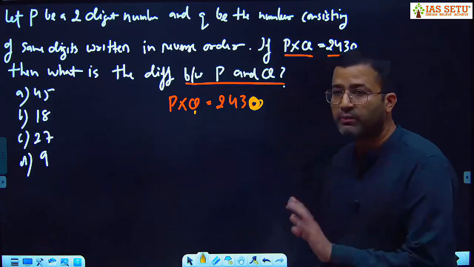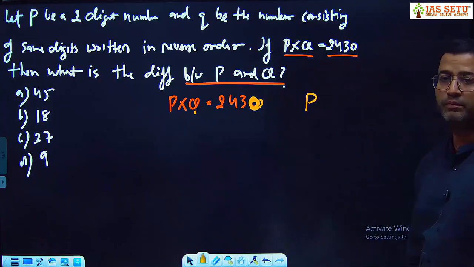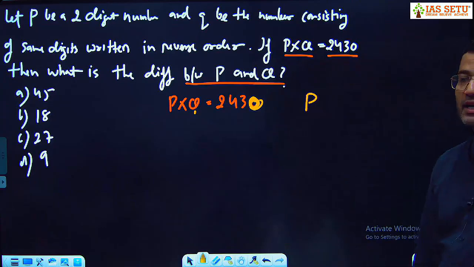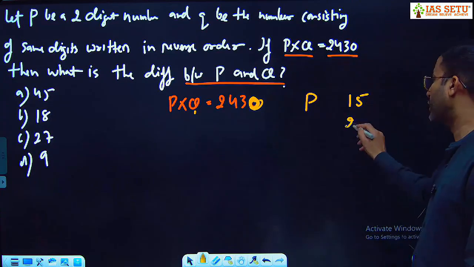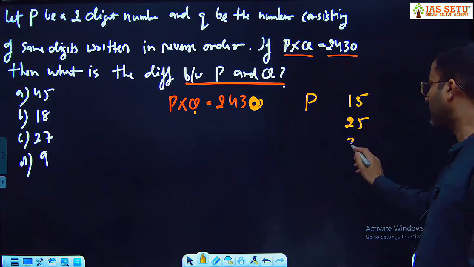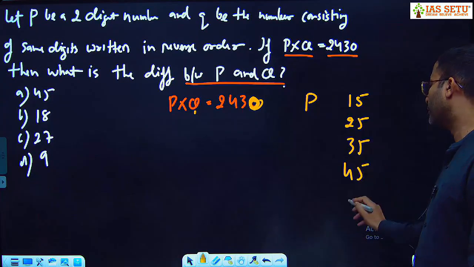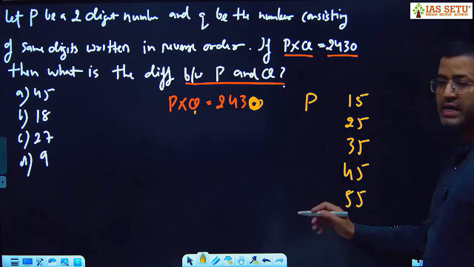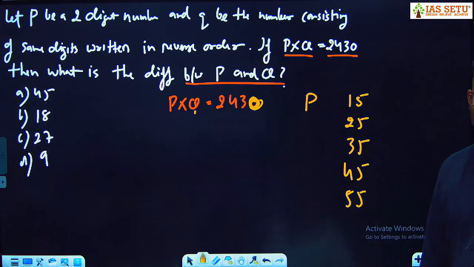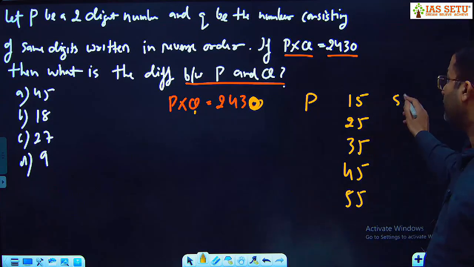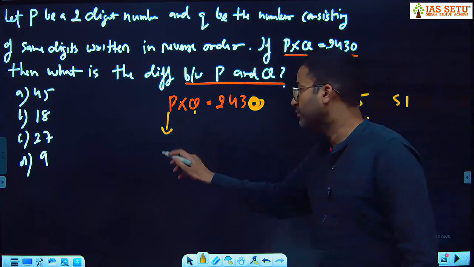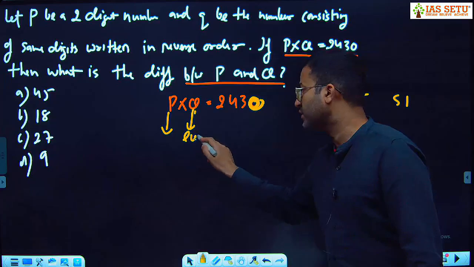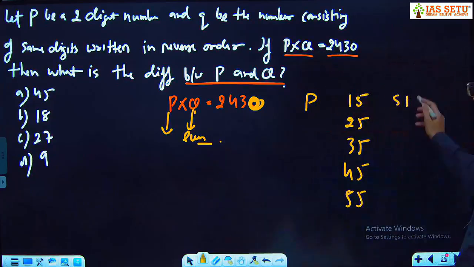So what are the possible values of P, which is a 2-digit number? क्या क्या हो सकते हैं? 15, 25, 35, 45, 55 and so on. But when you reverse 15, you get 51. To have a 0, P has to be a multiple of 5, Q has to be an even number. So this is not possible.